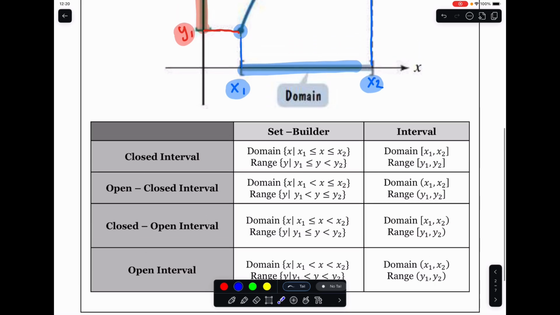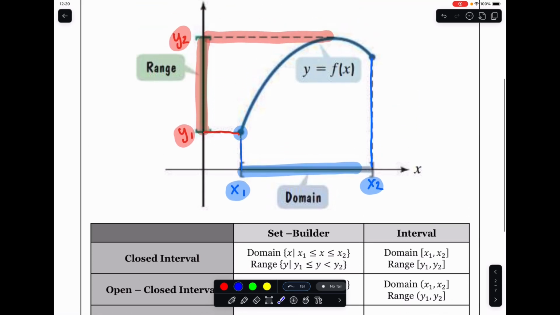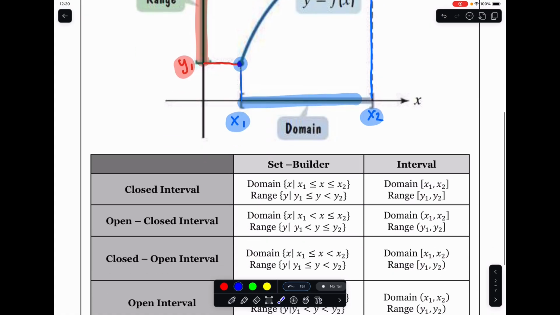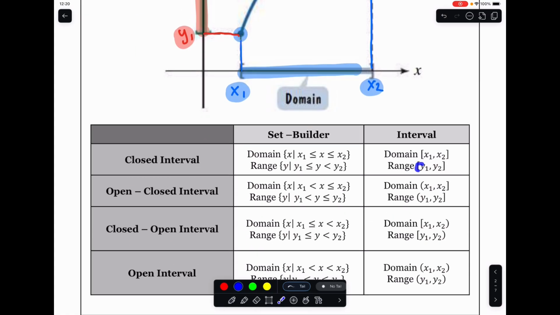And now for the range, same situation. The range again is going to be all of the y values between the y1 and the y2. And since there are also closed circles in those locations, we're going to use brackets again to indicate that we're going to include them. And again, the order of the y values is the same, smallest to largest.